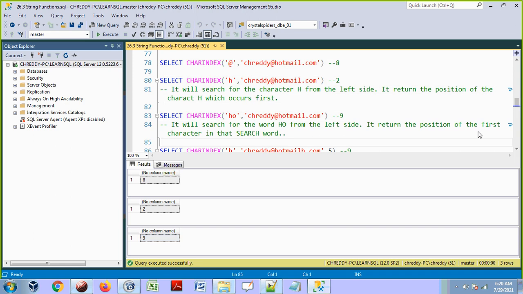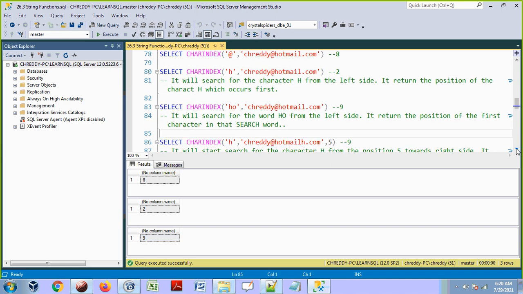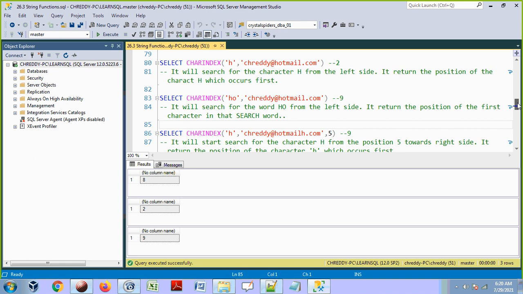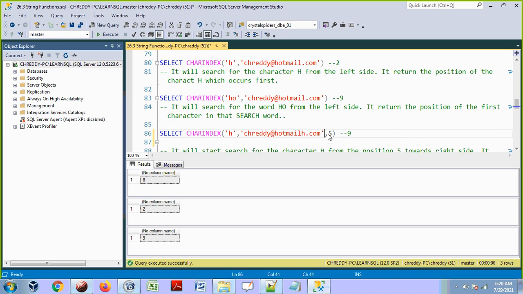Similarly, here I am looking for the H. See now here, guys, this time I have given a third parameter. What is this third parameter? What is the difference between this query and this query, guys? Here I mentioned the third parameter. What is the usage of this third parameter? This third parameter is optional. Here you didn't mention the third parameter, but here we mentioned it. Then what is the difference?